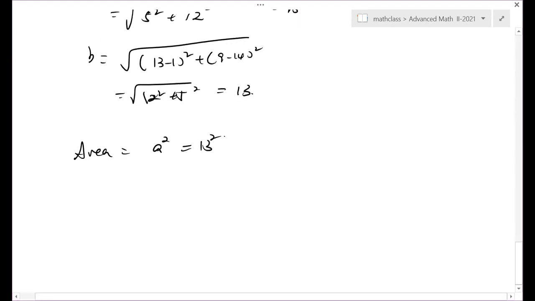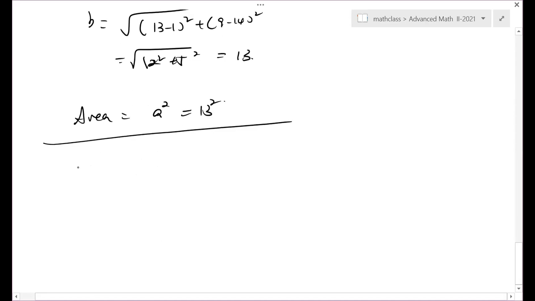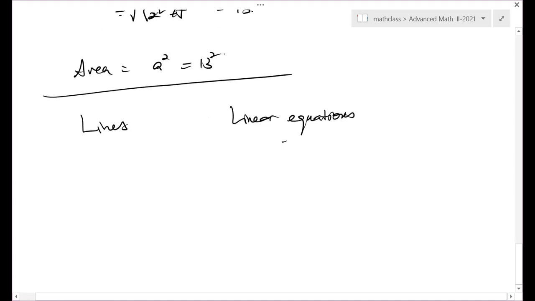All right, our next topic is about line slopes. Okay, lines. This side is lines. This side is linear equation. Okay, there's a one-to-one correspondence. Given a line, I can describe it using a linear equation. Given a linear equation, I can determine the line described by that linear equation.